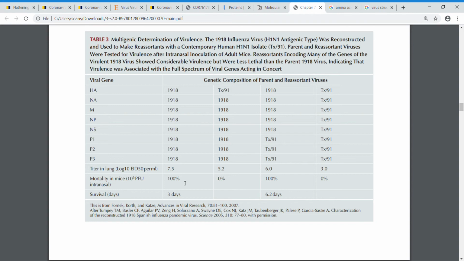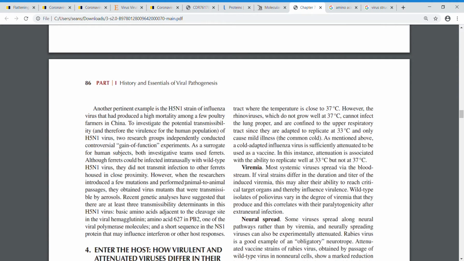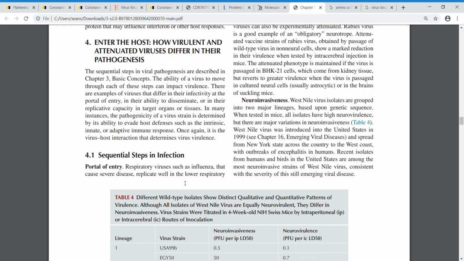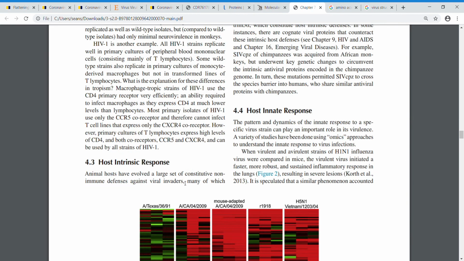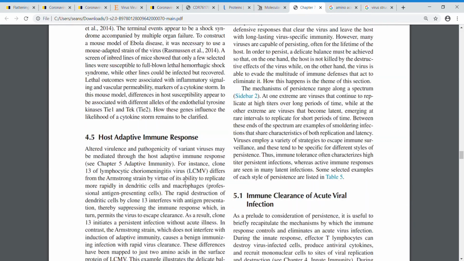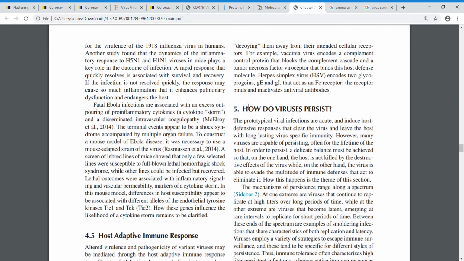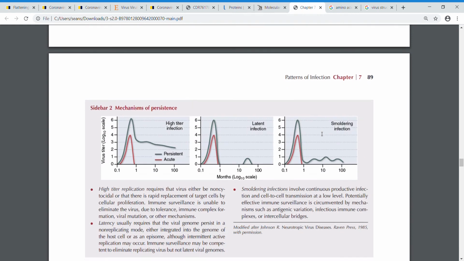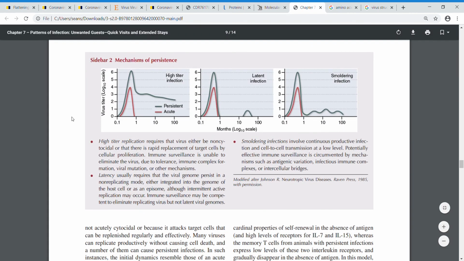So the idea is that if you look back, we have to talk about something else. They enter the host, they stay, and do they leave? Do viruses persist? Do they outstay their welcome, right? And yes, some viruses do persist. There's a high titer; acute disappears, persistent stays there, latent disappears and then shoots back up. This is like your herpes, your shingles. Smoldering infection, you have some low level, right?